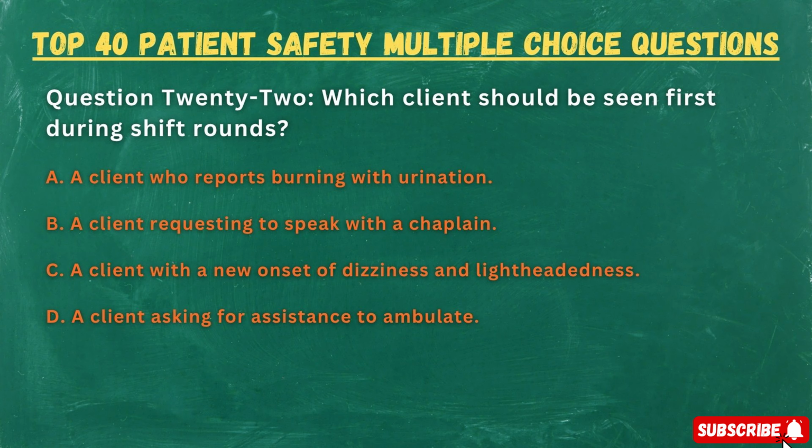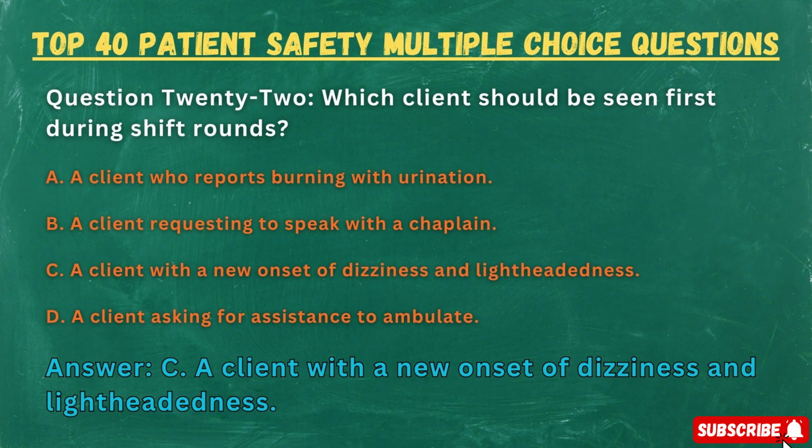Question 22. Which client should be seen first during shift rounds? A. A client who reports burning with urination. B. A client requesting to speak with a chaplain. C. A client with a new onset of dizziness and lightheadedness. D. A client asking for assistance to ambulate. Answer: C. A client with a new onset of dizziness and lightheadedness.